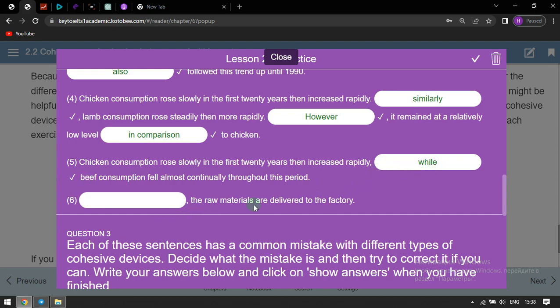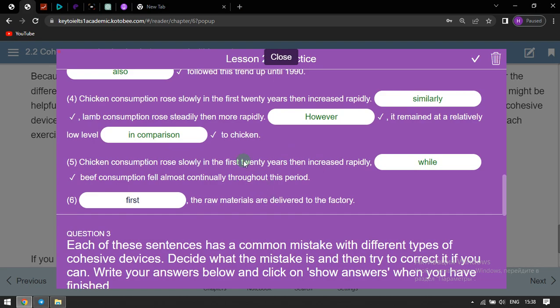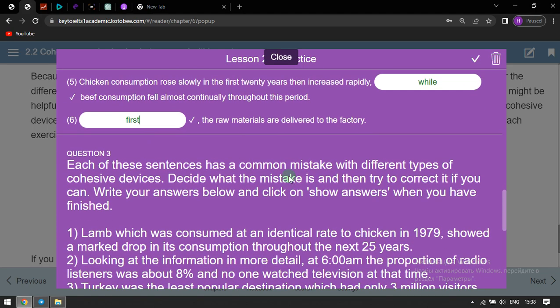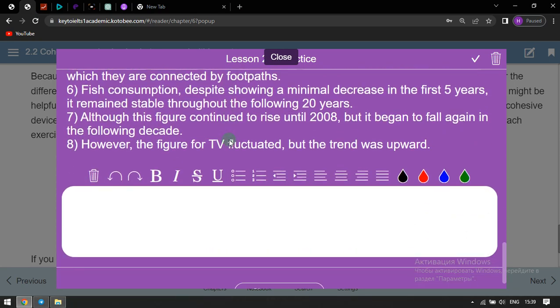Okay? The raw materials are delivered to the factory. Olib kelinadi. Dastlab aniqlar olib kelinadi. Demak, bu birinchi etap qilinadigan bo'lsa, first ishlatilishi kerak. Tushunarli. Initially bilan first farqini o'rganib oldim men shu mashqda. Bitta foyda oldim. Each of these sentences has a common mistake with different types of cohesive devices. Demak, har bittasida qanaqadir ko'pchilik qiladigan xatosi bor ekan. Decide what the mistake is, and then try to correct it if you can. Write your answers below and click on show answers when you have finished it. Javobimizni yozar ekanmiz va bosar ekanmiz.